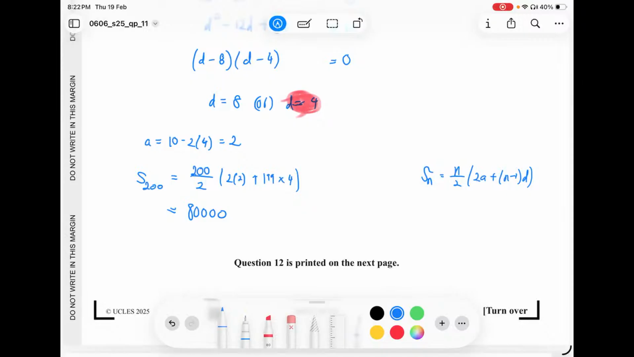So remember to do this by steps. I have skipped some steps over here because it's a non-calculator paper. You of course need to do it with steps.